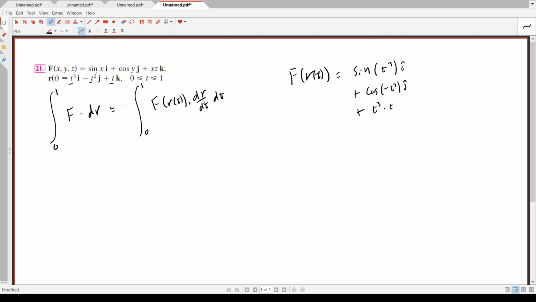Okay, and then I need to know what is dr dt, right? That's just r prime. That's going to be 3t squared i minus 2t j plus 1k. Alright, so if I do the dot product of these two vectors and plug this in, see, is that right?